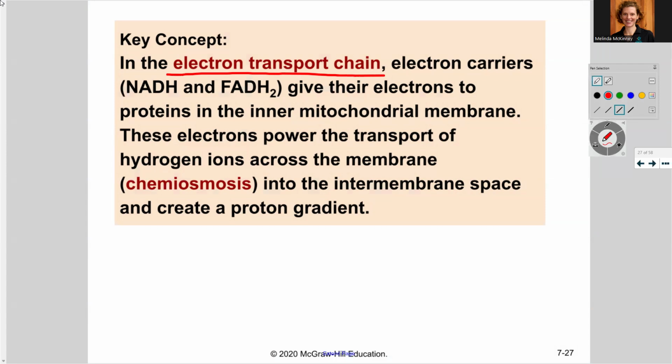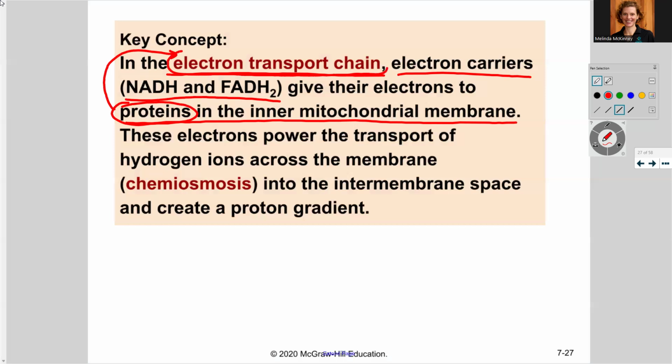So electron transport chain. In this chain, it's basically a sequence of electron carriers that take electrons from NADH and FADH2, which have been capturing electrons from glucose in all the previous stages. And they give their electrons to proteins in the inner mitochondrial membrane. And these proteins here, those are what we refer to as the electron transport chain.